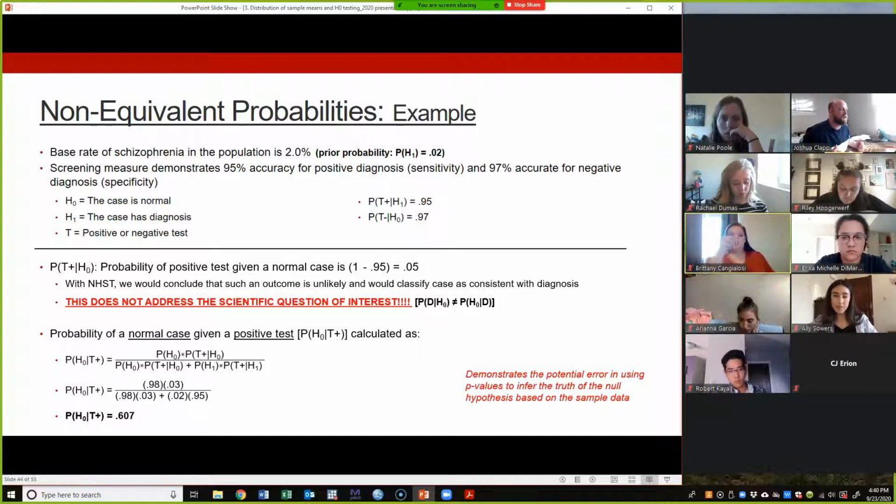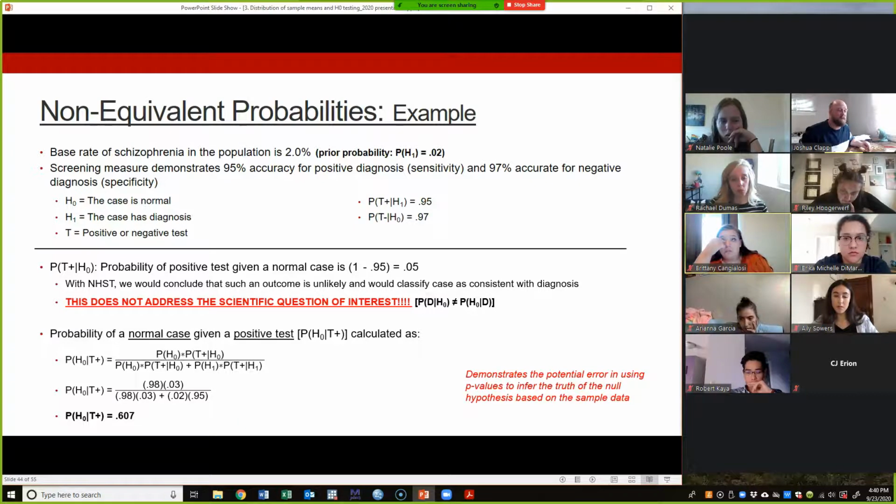So the concern is because we do this all the time, we're saying that the likelihood of obtaining the data that we've got, assuming the null hypothesis is true, is very unlikely. And so therefore we're saying that the null hypothesis is sort of unlikely to be true. But that's not the question that we want to ask. We want to ask, given the data, what's the probability of the null hypothesis? And that can be a very, very different number.